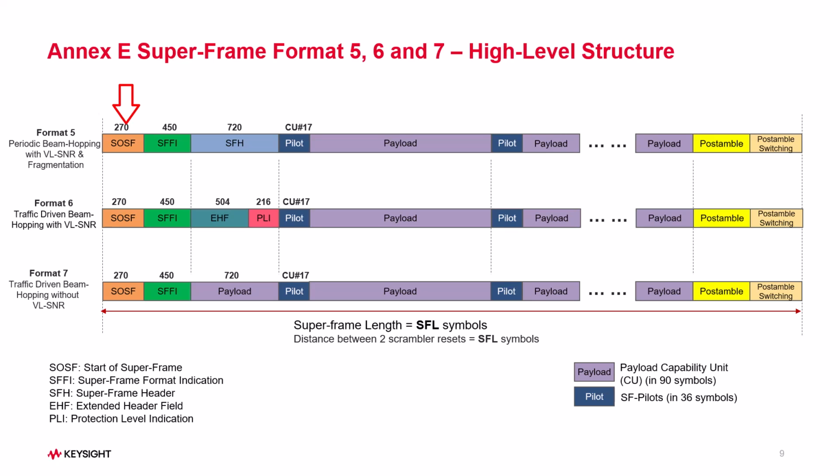Each superframe has a header, payload, pilots, and 2 postamble fields. One for the end-of-dwell illumination and one for beam switching. The basic building block is a capacity unit called CU, 90 symbols each. You can define how many CUs make up each superframe.